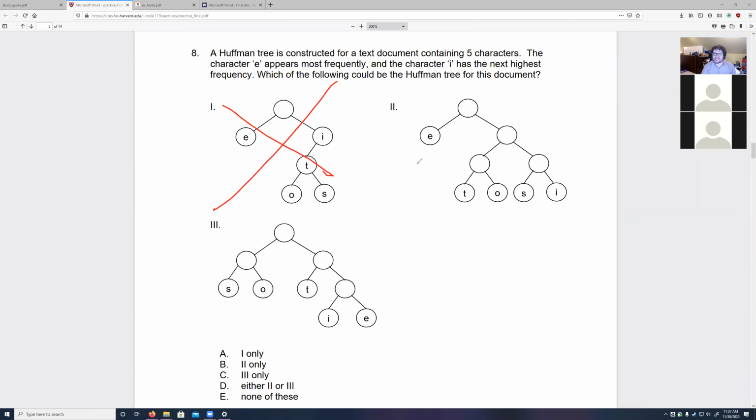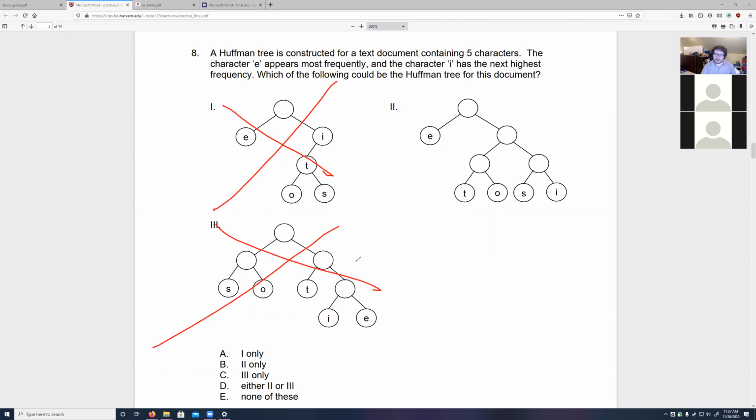And next, E and I are the most common, so they should take the least steps to get to. Here it takes 3 steps and 3 steps and 2 steps, 2 steps, 2 steps. So nope, because that takes the most steps to get to them.